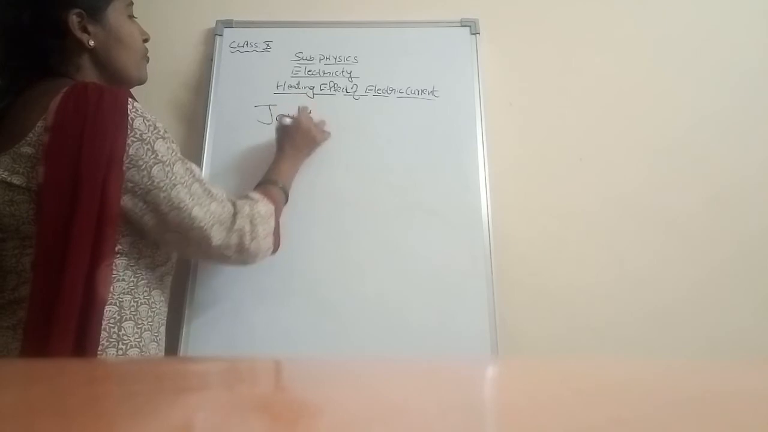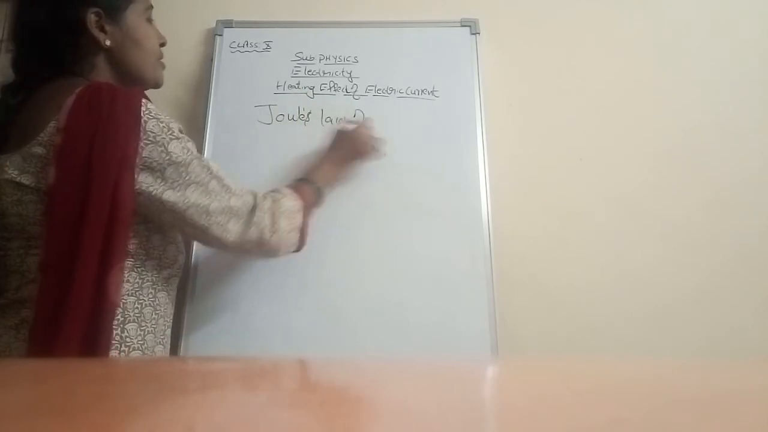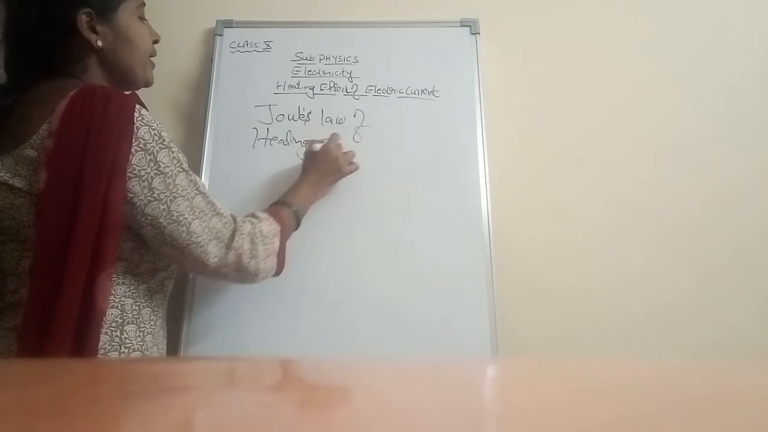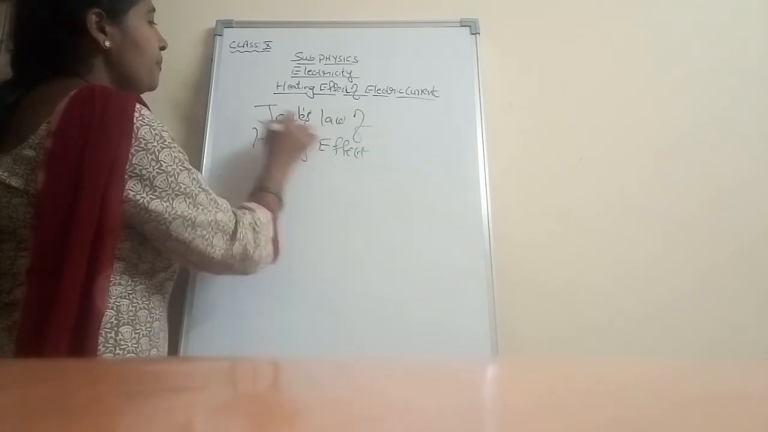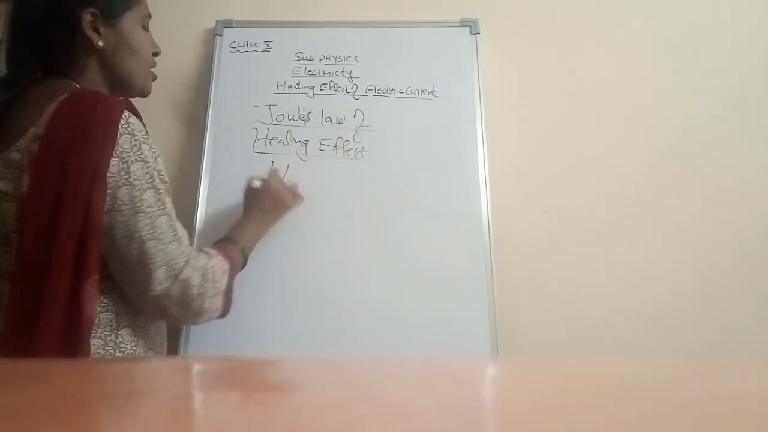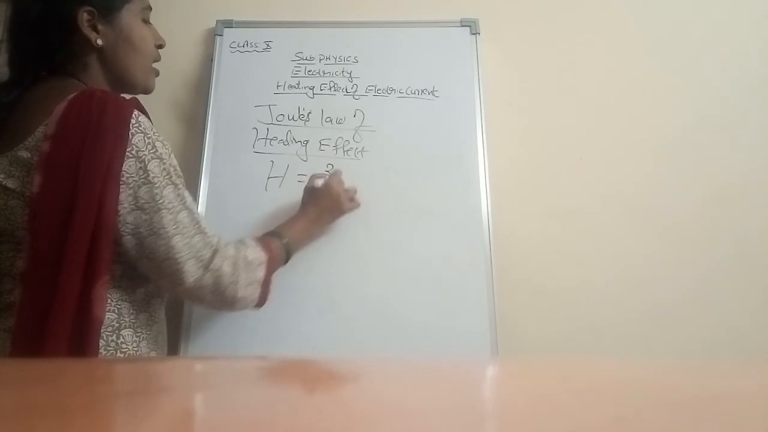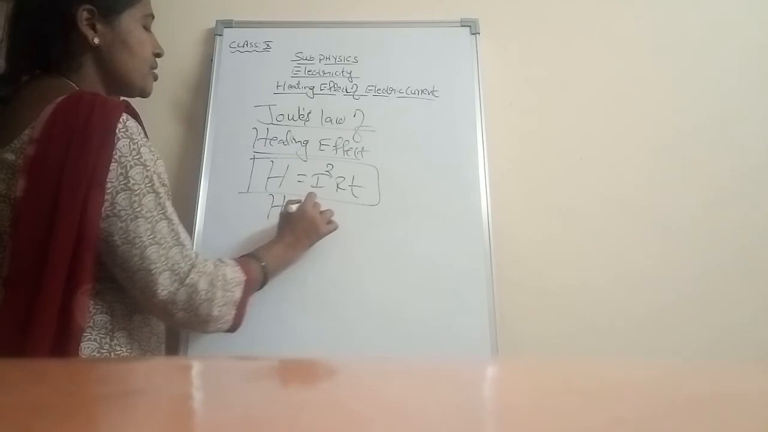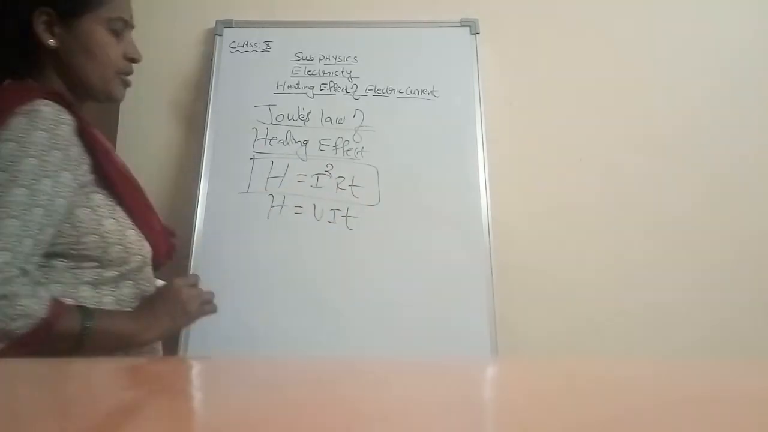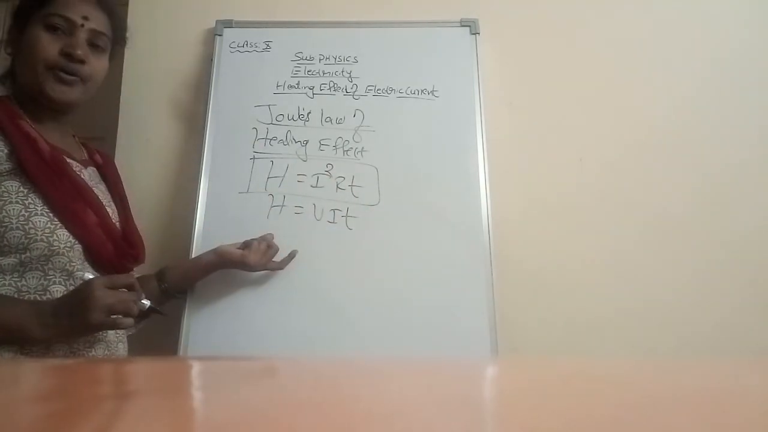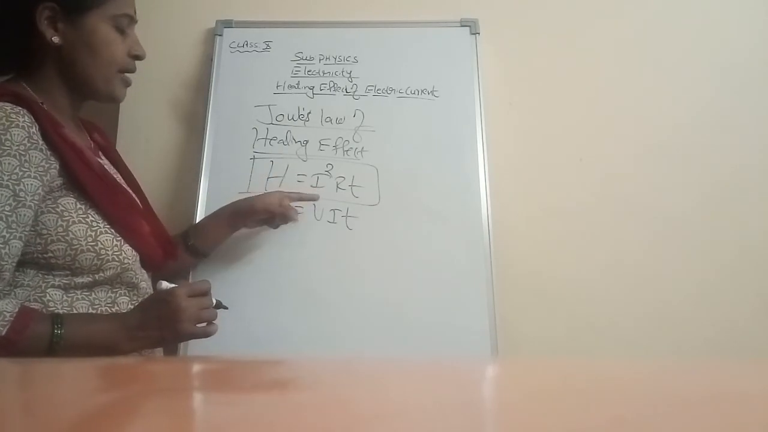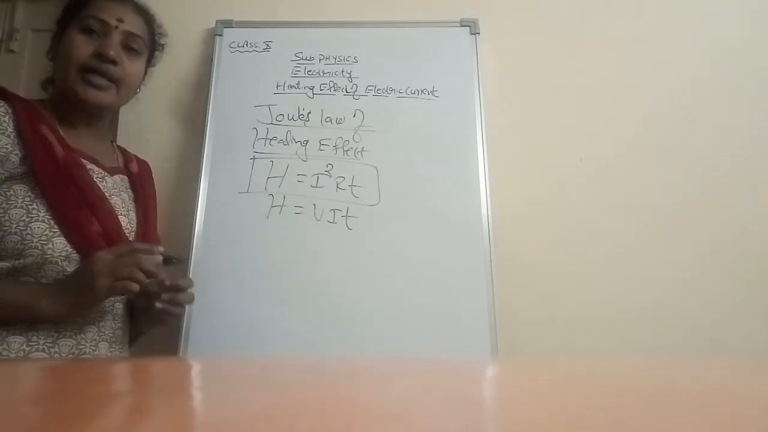Joule's law of heating effect. The main formula is H is equal to I square RT, and also H is equal to VIT. So based on the situation, we have to find out which formula to use. H is equal to I square RT using Ohm's law, otherwise H is equal to VIT.